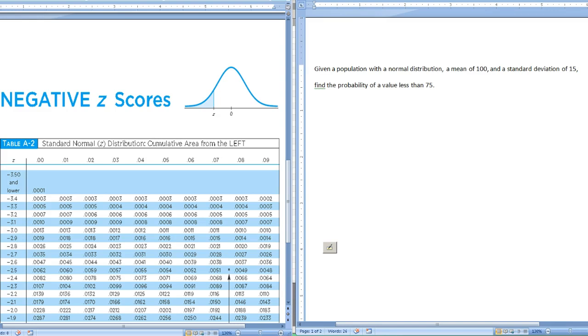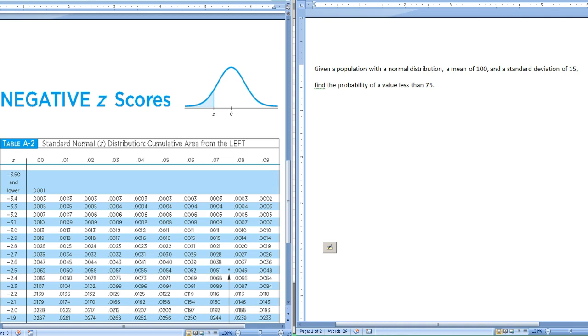Okay, let's do an example like the one you're asking about, and I can show you what happens. I think that your error might just be an arithmetic error. Okay, so given a population with a normal distribution, a mean of 100, and a standard deviation of 15, find the probability of a value less than 75. I'm using 75 rather than the value you're working with, just so I can show you an example.